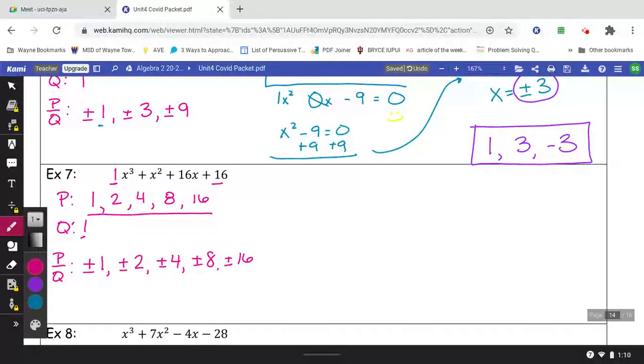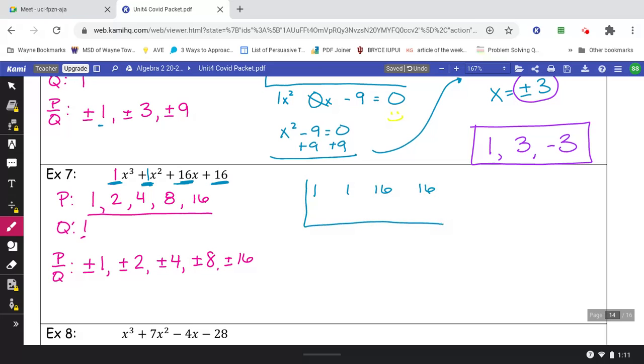That's a big, long list to check. Let's go ahead and get going. Take the numbers in front. 1, 1, 16, and 16. And we're going to start by checking positive 1. So we'll start with this very first 1 number. For synthetic division, I'll bring down the 1. And then we'll multiply the outside number times the bottom. 1 times 1 is 1. Combine the 1 plus 1 to get 2.